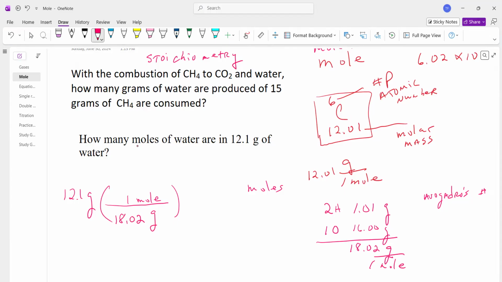Okay. So grams cancel. So sig figs, we got 3, 4. So our answer is going to be 3 sig figs.